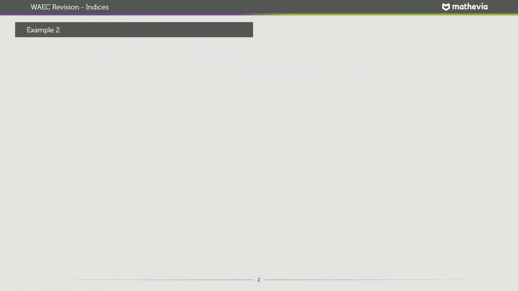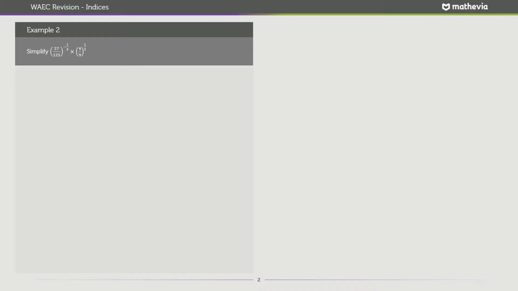Now, example 2. Another simple one. This looks very interesting, somewhat bulky, but also very simple. We have several laws at play here: a fraction index law and a negative index law. We're going to start off with 27 over 125, all to the power of minus 1 over 3, times 4 over 9, all to the power of 1 over 2.